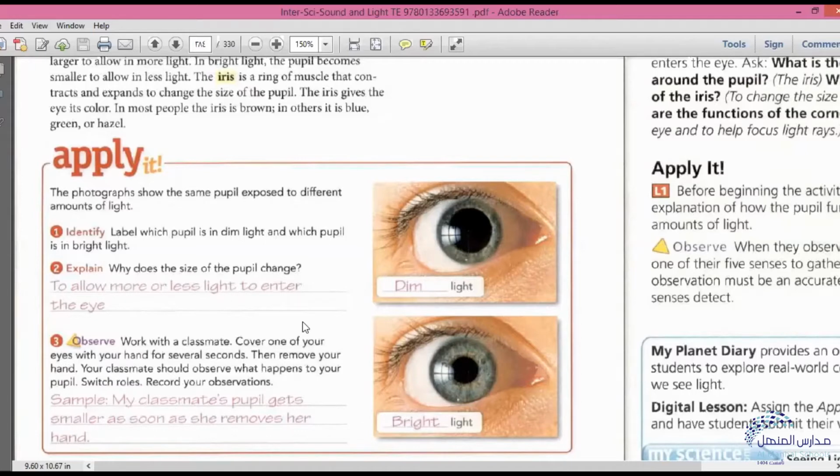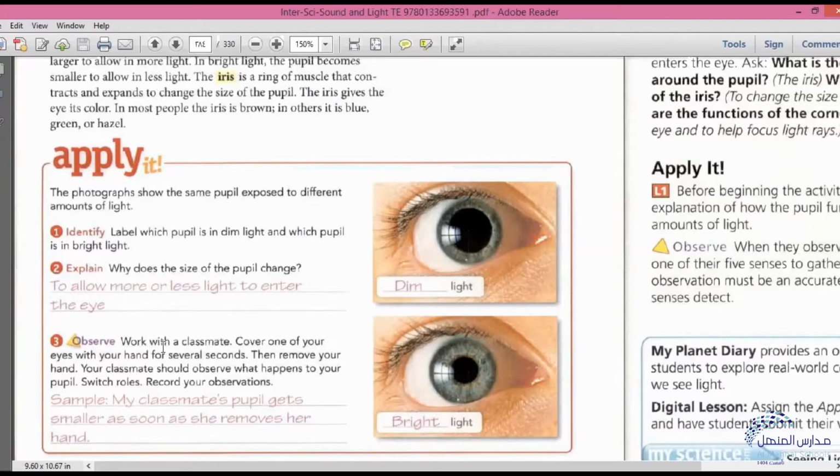This iris, which is a muscle, controls the radius of the hole, the pupil, and controls how much light will pass. For example, in dim light or faint light, the pupil is very wide to collect as much light as possible to allow you to see. In bright light, the pupil becomes smaller because of the iris. It's a muscle. It can make the pupil wide like this or narrow like this, based on the amount of light. So why does the size of the pupil change? To allow more or less light to enter the eye.